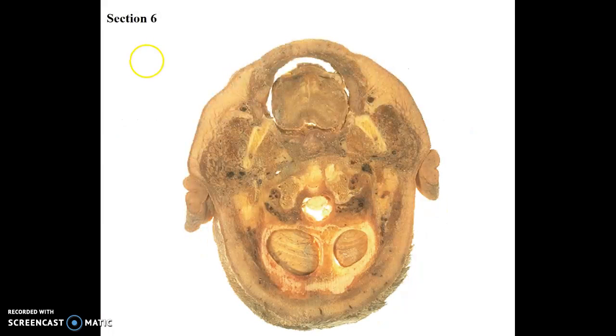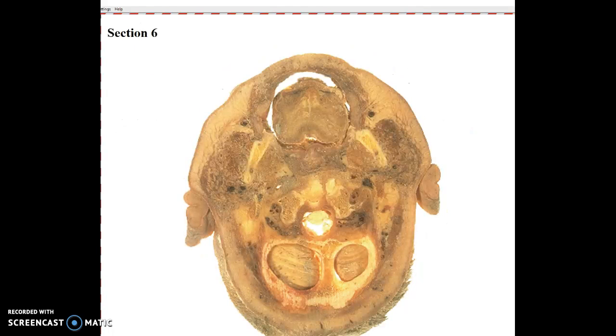Lastly, section 6. Only 2 things to know here. This right here is the spinal cord. And we still have the cerebellum right there in red. So those are all the things you need to know for this component of Lab Practical 3.